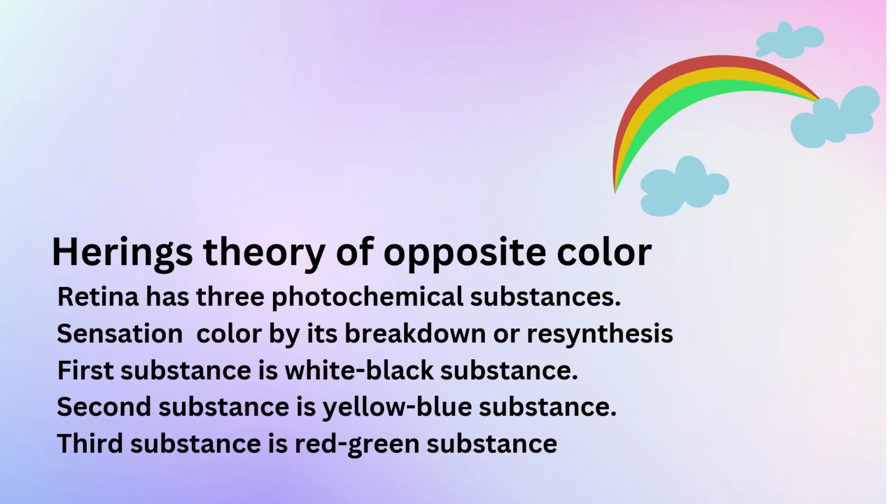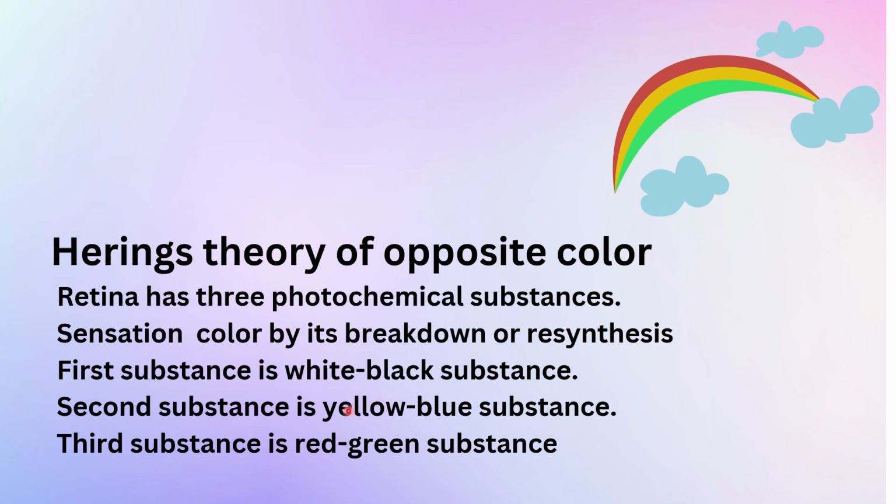Hering theory of opposite color. According to the Hering theory, the retina has 3 photochemical substances. Each substance produces the sensation of a particular color by its breakdown or resynthesis. First substance is the white and black substance. Breakdown causes the white color. Resynthesis causes the black color.